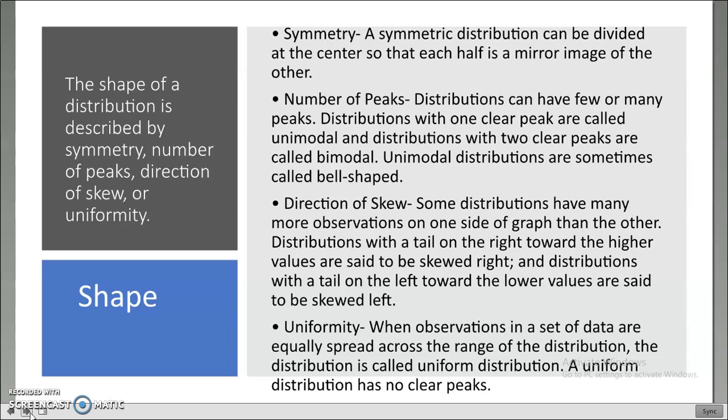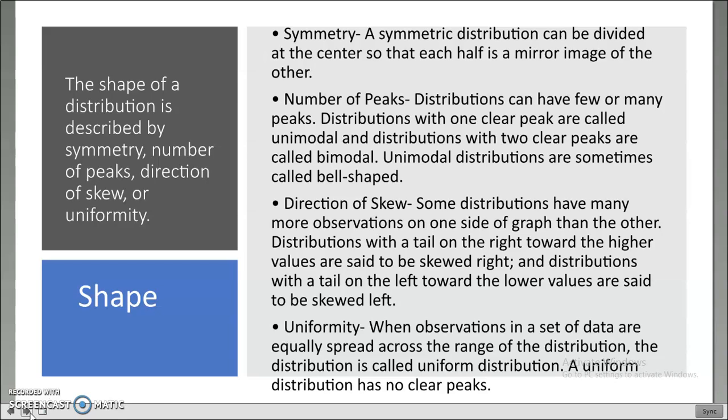Symmetry. A symmetric distribution can be divided at the center so that each half is a mirror image of the other. The number of peaks. A distribution can have few or many peaks. A distribution with one clear peak is called unimodal, and a distribution with two clear peaks is called bimodal. Unimodal distributions are sometimes called bell-shaped.